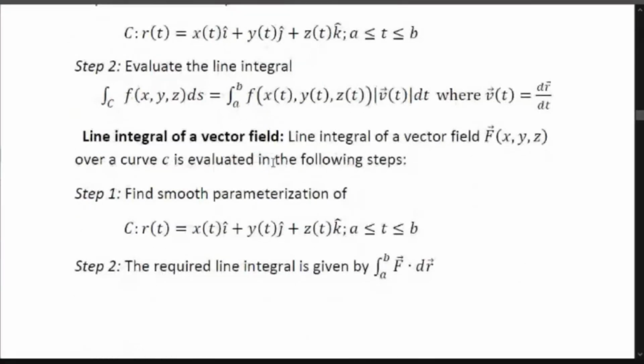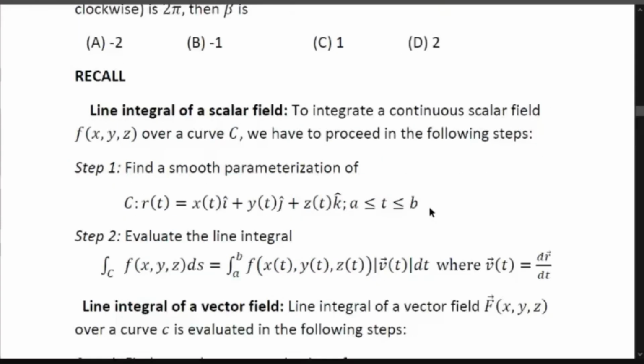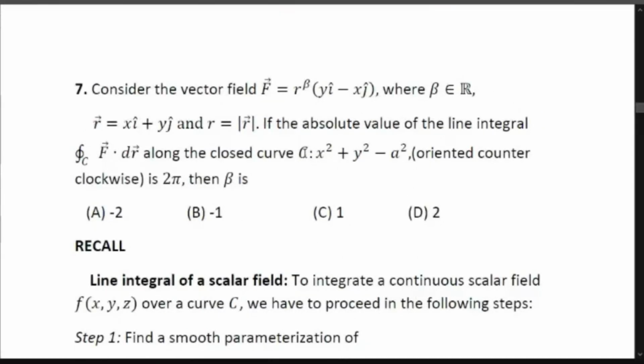Line integral of a vector field, again you do it in two steps. Find a smooth parameterization for the curve, and after that the required integral is the integral from a to b of F dot dr. Again dr is equal to dr by dt times dt, which is dx by dt i plus dy by dt j plus dz by dt k times dt. So you will get dx, dy, dz with respect to t. That is how you find the line integral of a vector field. So here you have a vector field, so you have to find the absolute value of the line integral and equate it to 2 pi and find the value of beta.